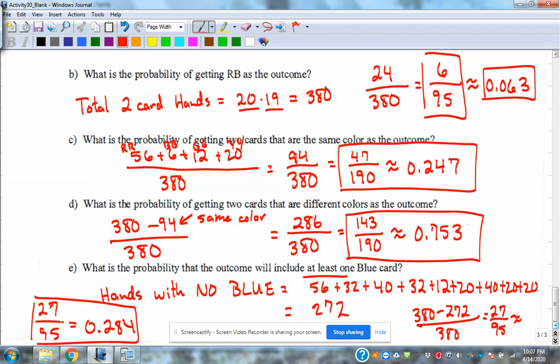All right. So probability can get a little confusing, but it's all about counting how many possible things you've got. And then sometimes it's counting the opposite of that, when with at least that's the easiest way to do that, I think. Or you could have counted up the 27 hands that had blue in them if you wanted to. It works the same way, it gets you those same results. Okay, so activity 30, counting principle and probability.